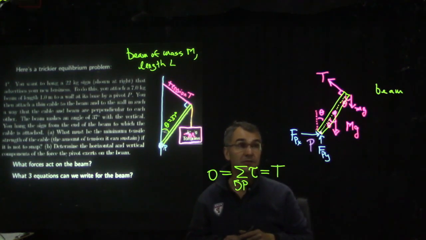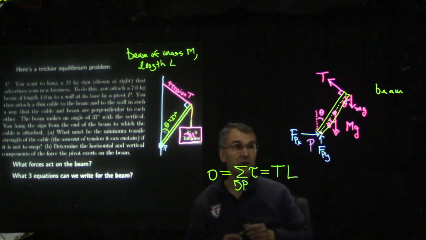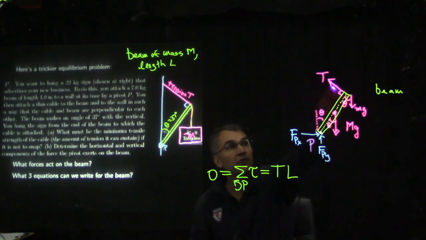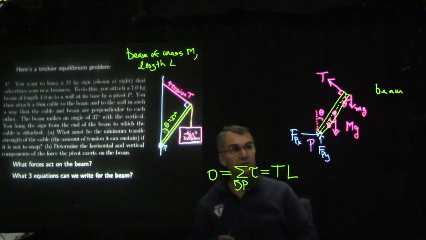But we know that the angle for this tension force is perpendicular to the beam axis. So therefore, the correct lever arm is the entire length of the beam. So this length L, this displacement L, is perpendicular to this tension whose force points along the axis of the cable. So it's just T times L.